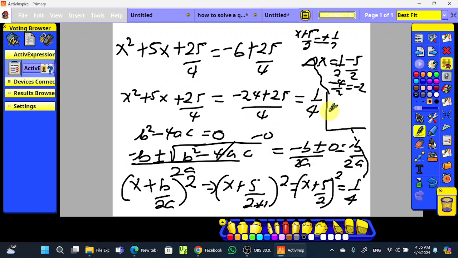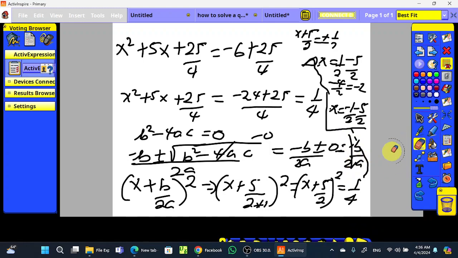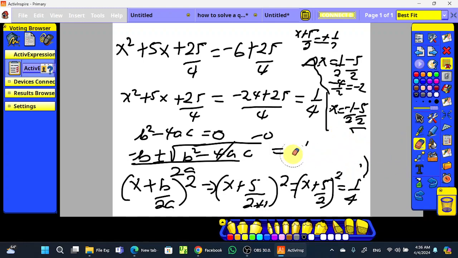X is equal to minus half minus 5 over 2. This is when you solve this thing, minus half minus 5 over 2. Let me erase those things right here to make it very clear. We don't need those things now.